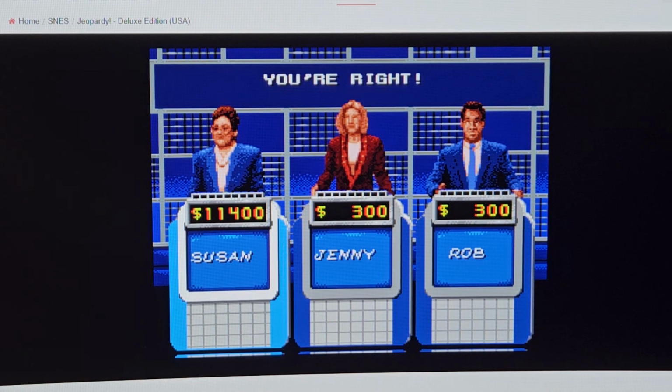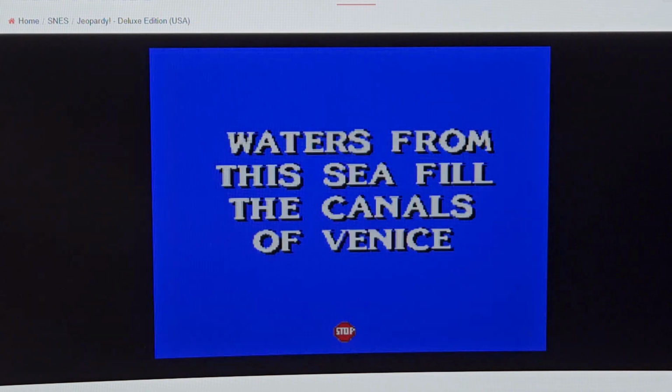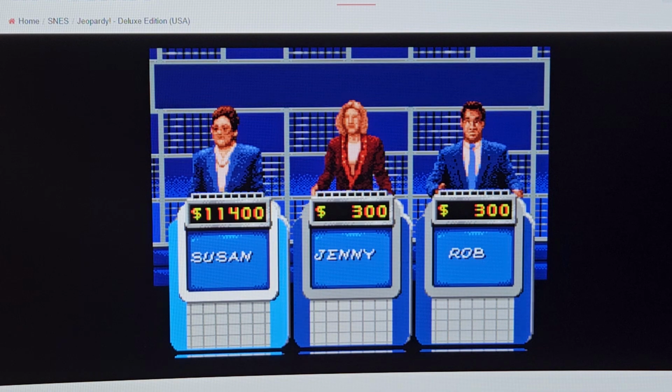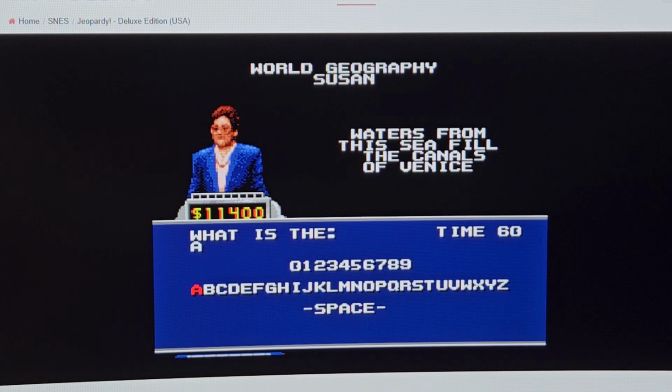Yes. Okay, let's go for 400. The answer is... Waters from this sea fills the canals of Venice. What is Adriatic?